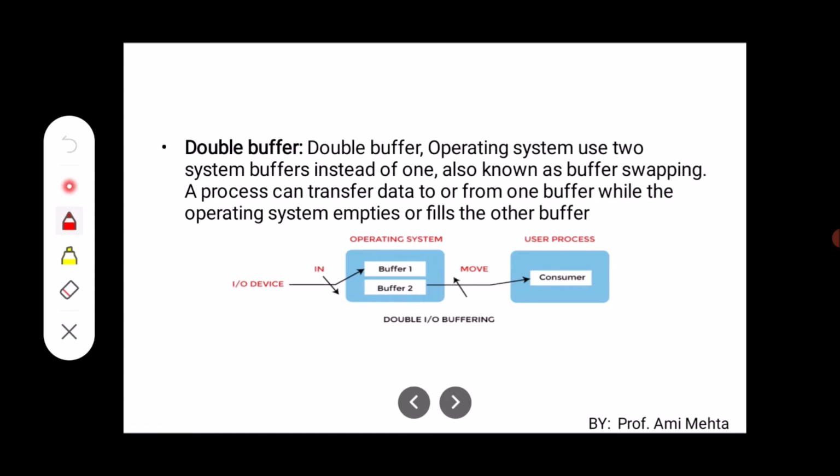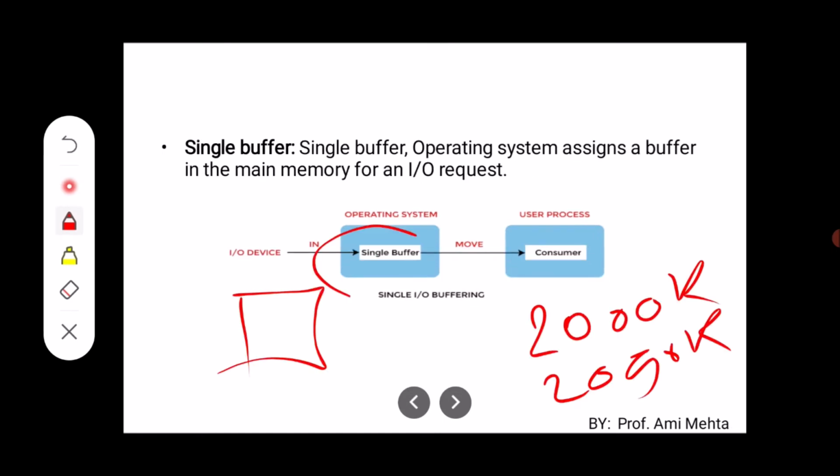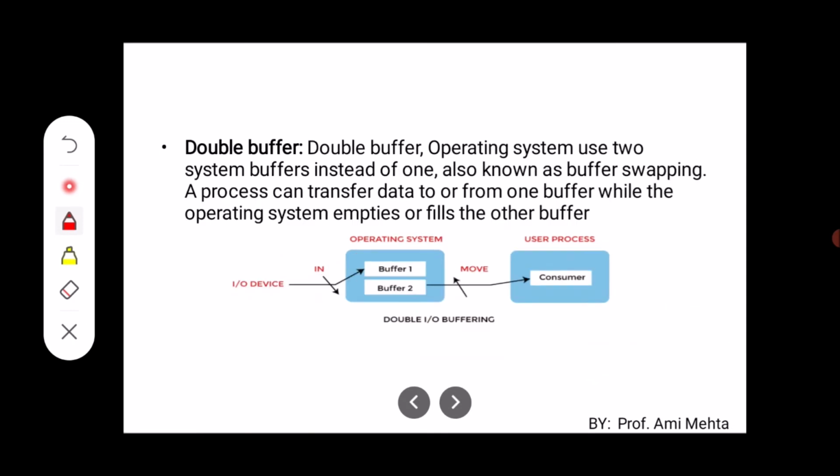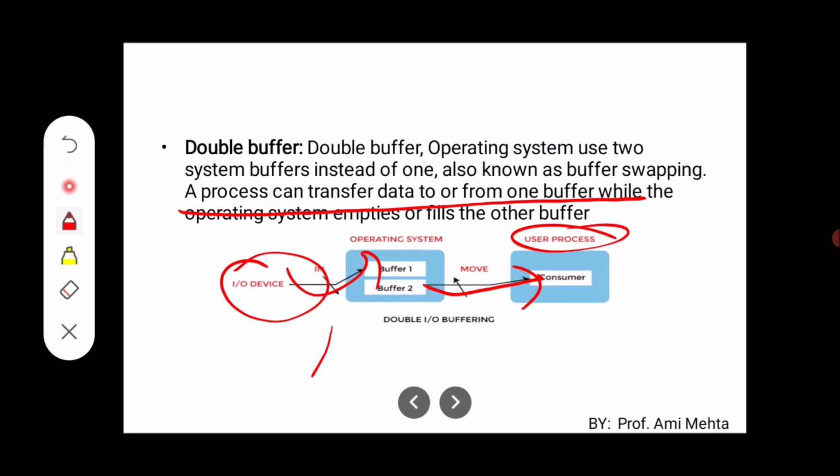While using one buffer, all the tasks are handled in one buffer. But now there is a double buffer, so a process can transfer data to or from one buffer, and this task continues while the operating system is busy emptying or filling the other buffer. So this is the user process, the consumer, and the I/O devices are entering data in this buffer. So parallel processing occurs with the concept of double buffer.